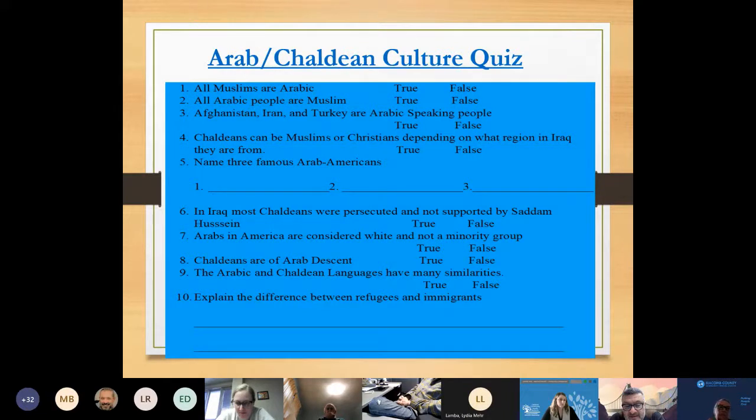Afghanistan, Iran, and Turkey are Arabic-speaking people. No, Turkey speaks Turkish. Chaldeans can be Muslims or Christians depending on what region in Iraq they are from. Aren't Chaldeans Christians? So is this false? I'd say false. You're right. All Chaldeans are Christian, Catholic, or Christian Orthodox, or evangelicals.